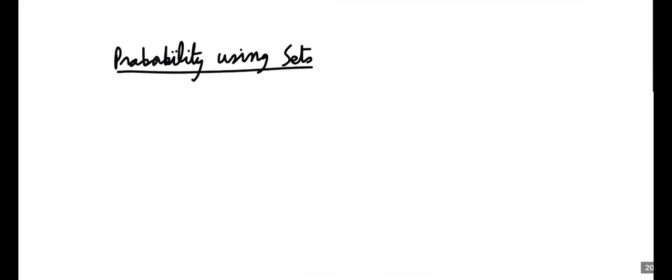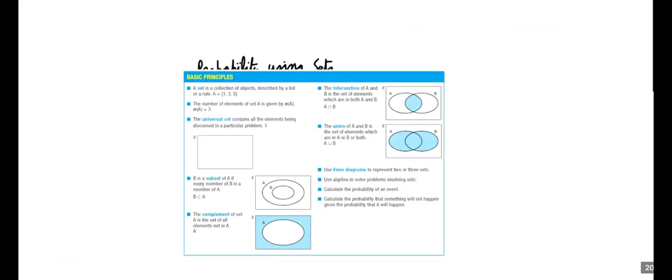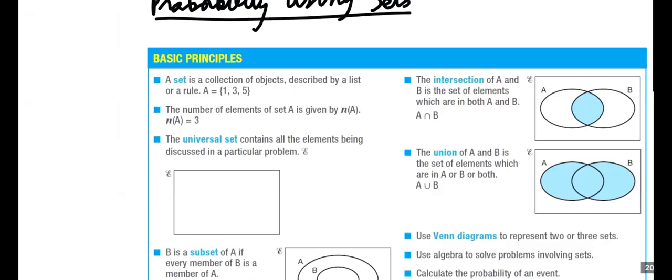So first of all, let's do a recap of how Venn diagrams work. I'm going to put the basic principles of Venn diagrams on the board first. I assume you already know how a set works. A set is basically a collection of things, numbers normally, that's written like this. It's a set of numbers basically. The number of elements in a given set is given by this notation, n of A, for example. In this case, n of A is 3 because there's 3 elements in the set.